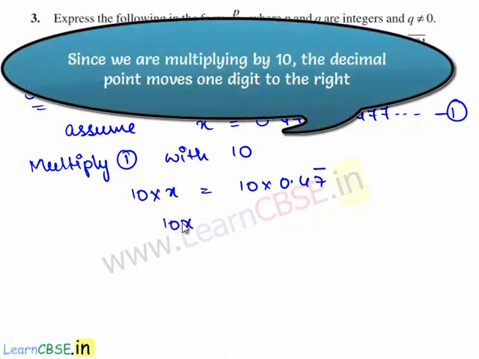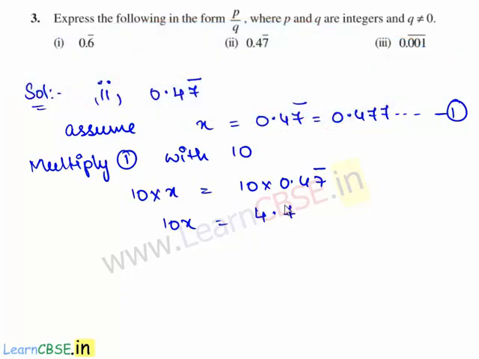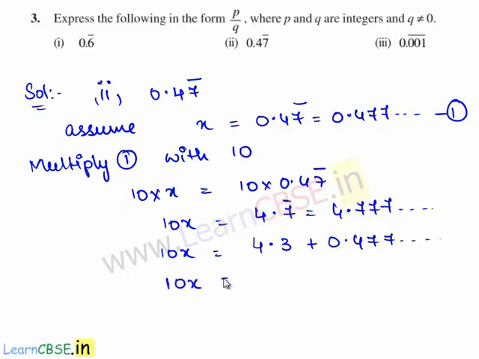This gives 10x is equal to 4.7 bar. This is 4.777 and so on. Here 4.77 and so on can also be written as 4.3 plus 0.477 and so on. So this is 10x is equal to 4.3 plus 0.47 bar.